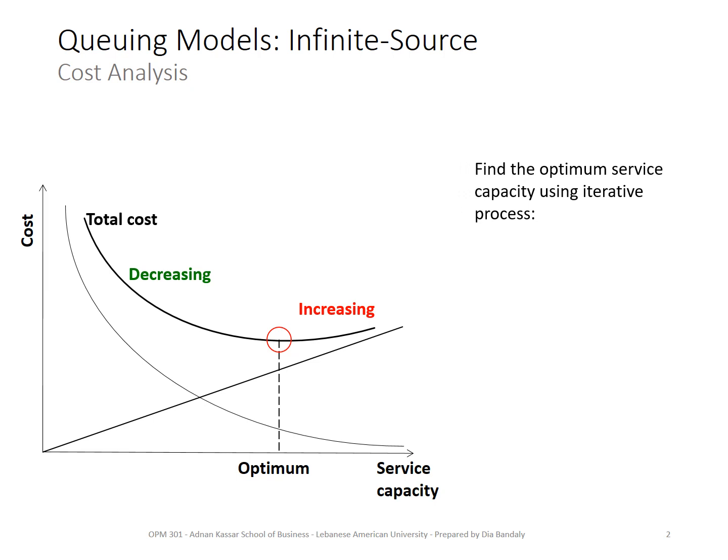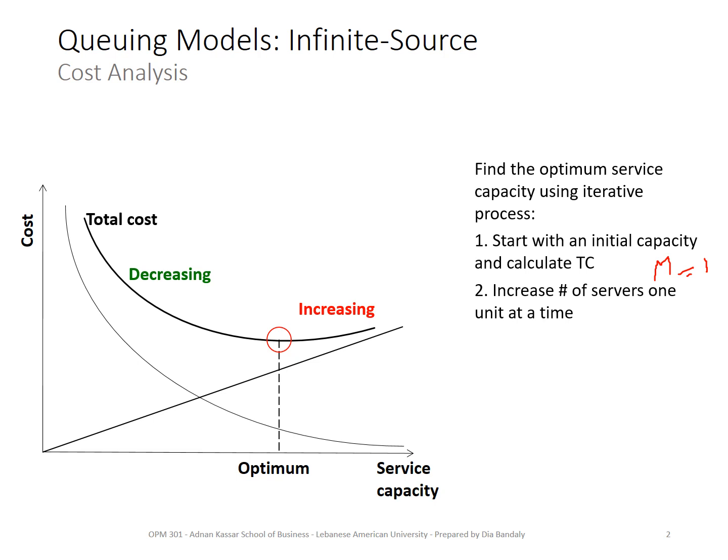So this is what we're going to do. We start with an initial capacity, and we calculate its corresponding total cost. For example, you start with, let's say, M equal to 1 as an initial capacity. And you find the total cost, as we did in the previous example. It's CS times M plus CW times LS. Then, from the first step, of course, you cannot come up with a conclusion. You have to do at least a second one.